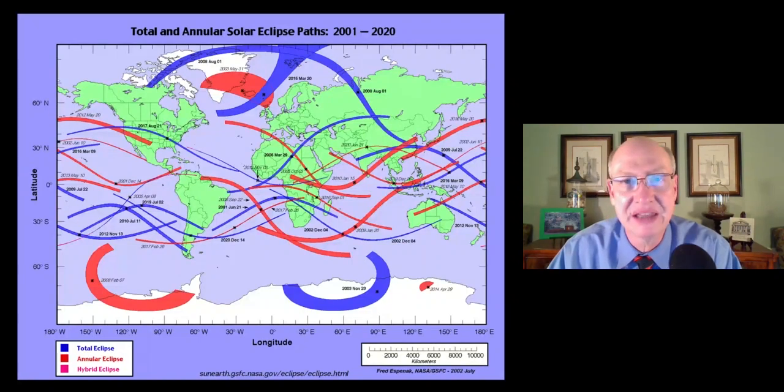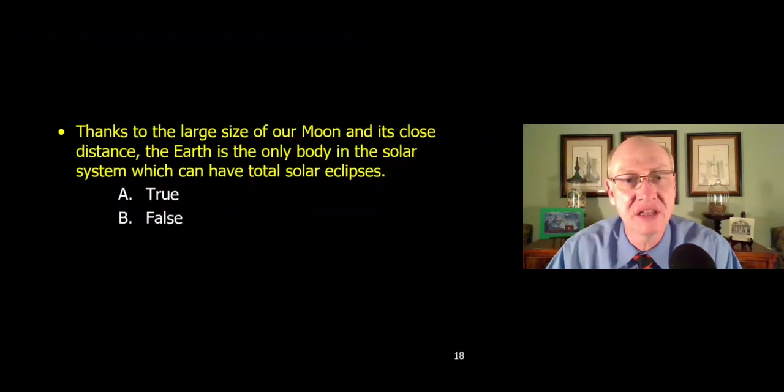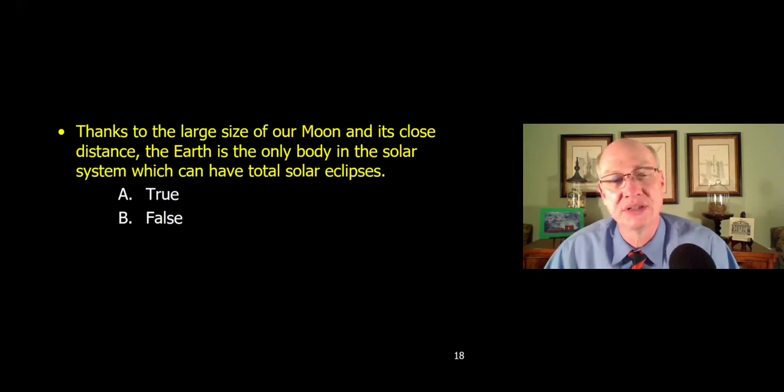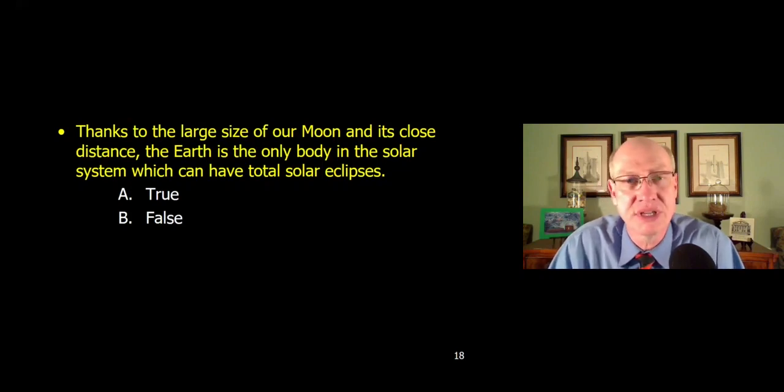Let's move to a Learning Catalytics question then. Thanks to the large size of our moon and its close distance to the Earth, is the Earth the only body in the solar system which can have total solar eclipses? True or false? Are we the only body in the solar system that gets total solar eclipses?